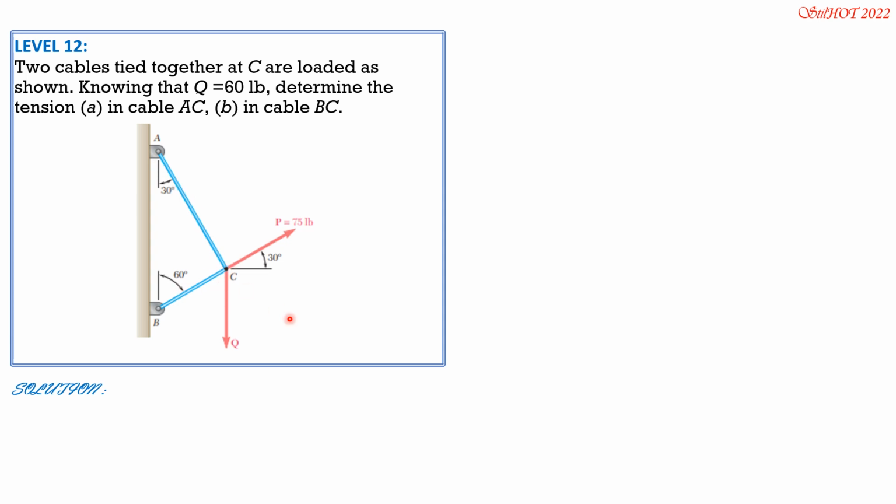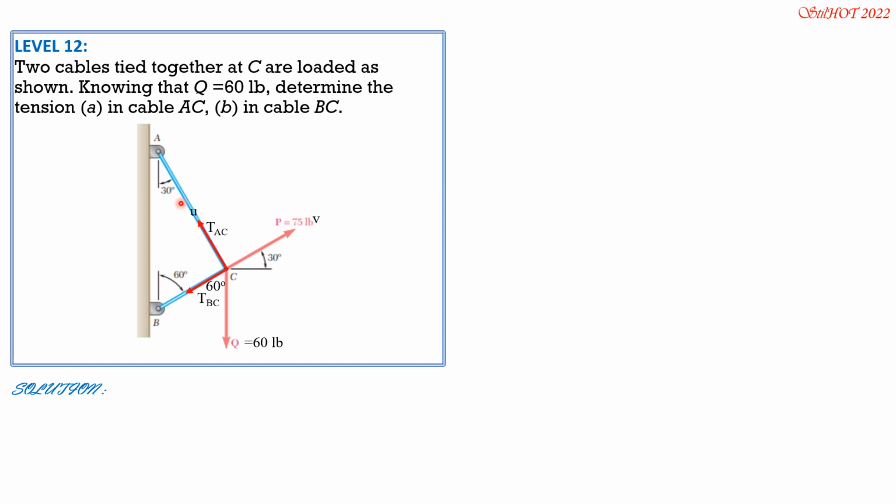Then after that, tension in BC. So let's call this tension AC, tension BC, and let's call that axis U. So this is 60 degrees also. Q is 60 pounds as given in the problem. Call that U axis, then in that direction the V axis.